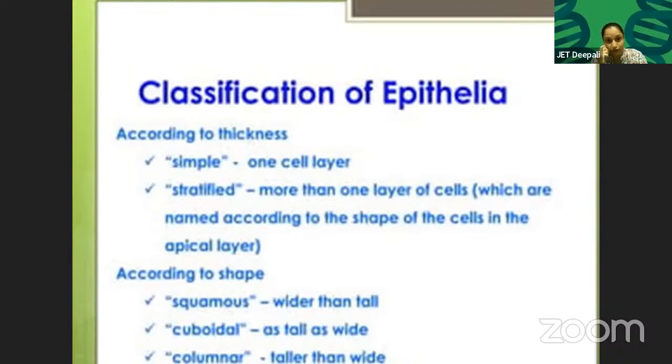According to shape, squamous is wider than tall, cuboidal is as tall as wide. Cuboid means a square-like shape, so as tall as wide. Columnar is taller than wide, meaning they are like columns. They are like bricks, taller than wide.